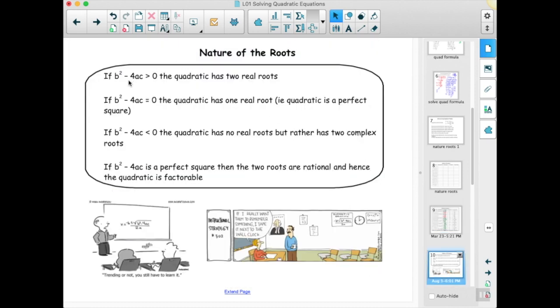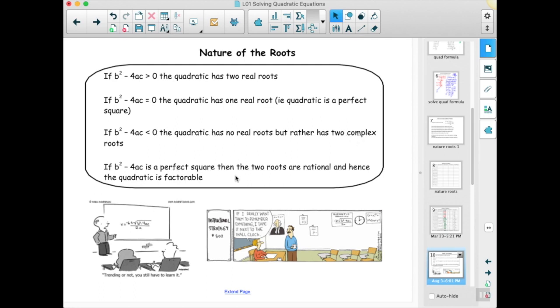So in summarizing, if b squared minus 4ac is greater than 0, you do have two real roots. If b squared minus 4ac is 0, then you have one real root. There are two roots, but they're equal to each other. So this is getting two distinct real roots. This is getting one root repeating twice. If the discriminant is negative, there are no real roots, but you're going to get two complex roots.